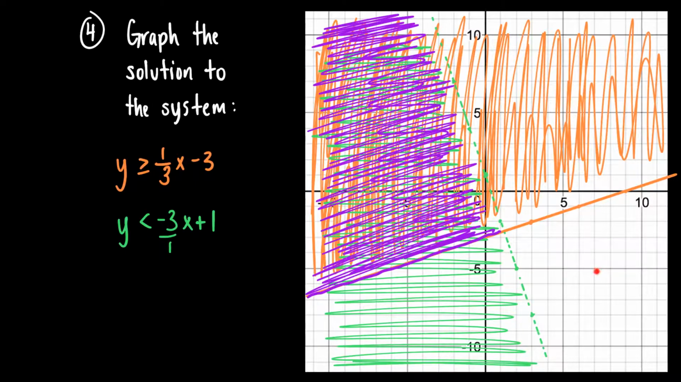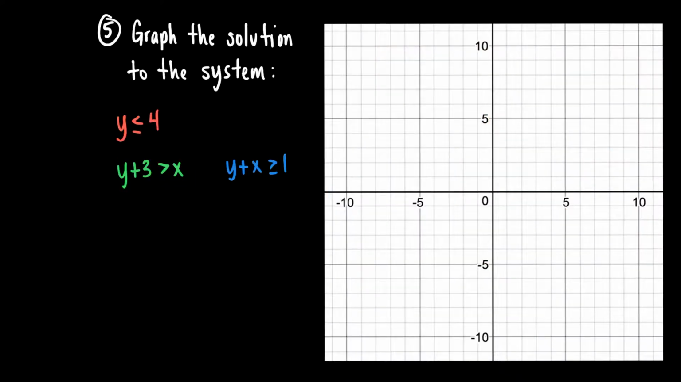And if you pick a coordinate point here, it doesn't work in either one. All right, so let's do one more example like this, and then we're going to do a backwards example where they give us the graph and ask us to write the inequalities. Okay, so last example here.